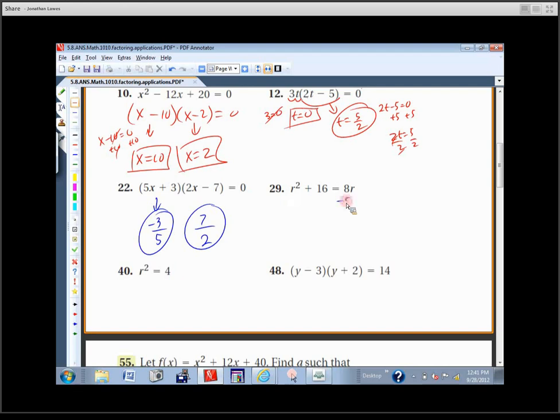So I need to move the 8r to this side, and then I need to choose the best way to write this. I've got a 0 over here. I'm going to write this in what order? Descending order. And I'm hoping that looks familiar.